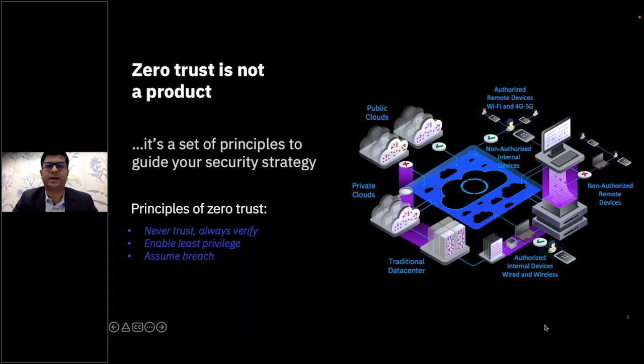So in case of, let's say, a ransomware attack, a third-party process will not have access to that data. So enabling least privilege is important. And last but not the least, we all know that there is no 100% security, right?